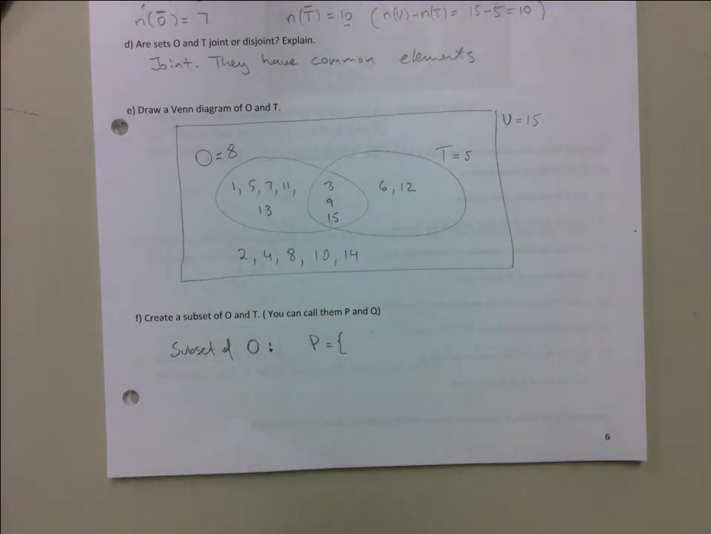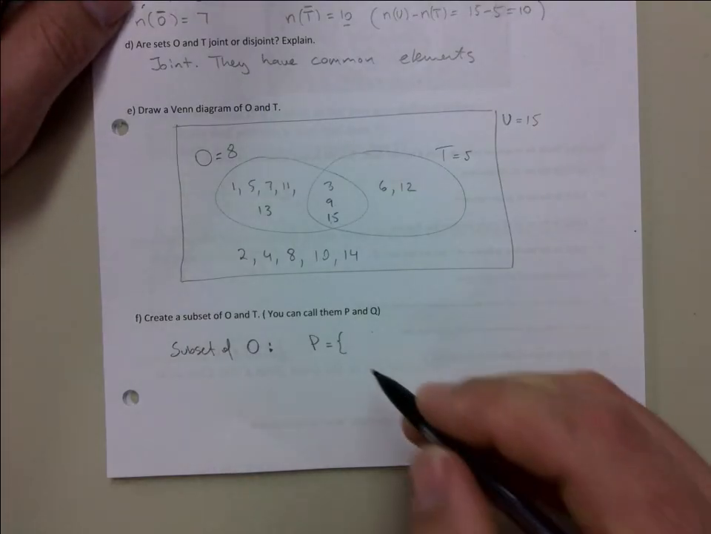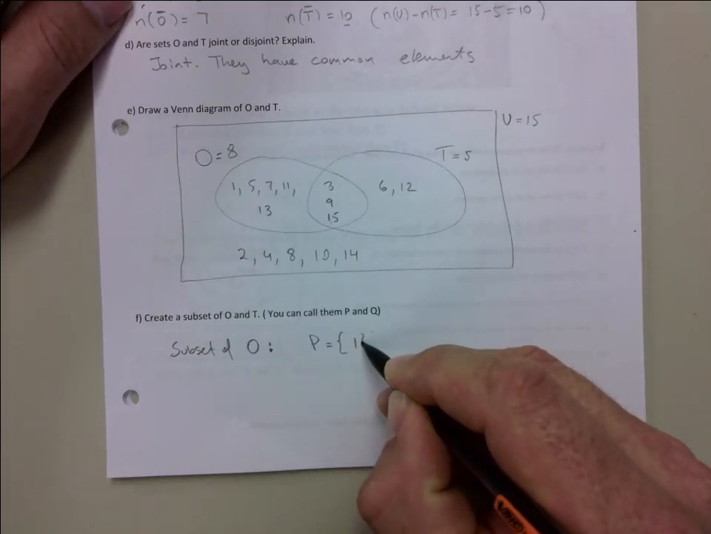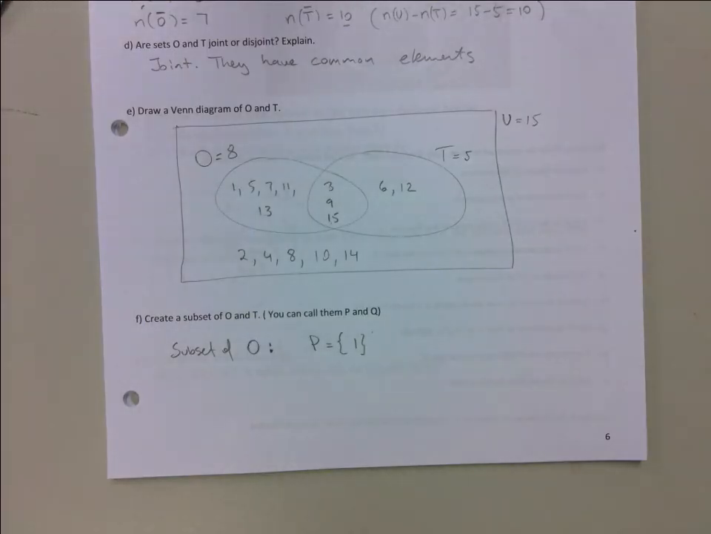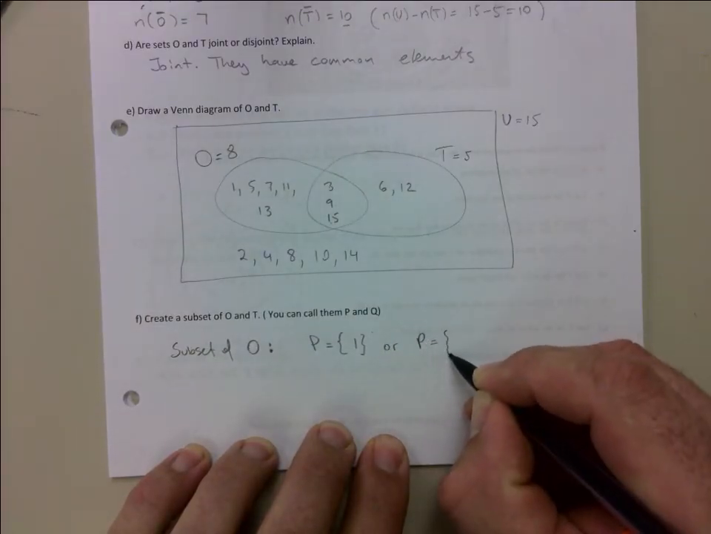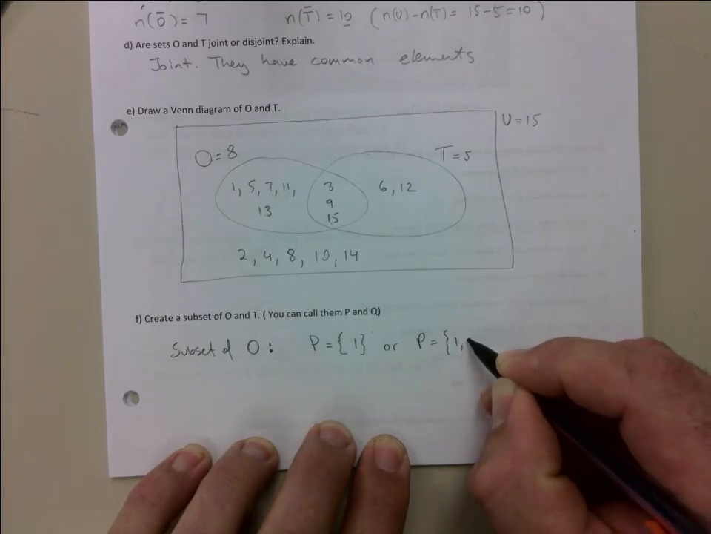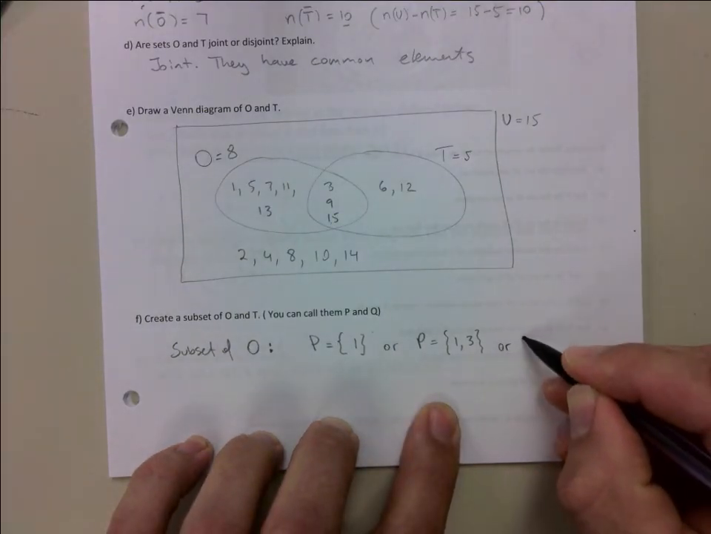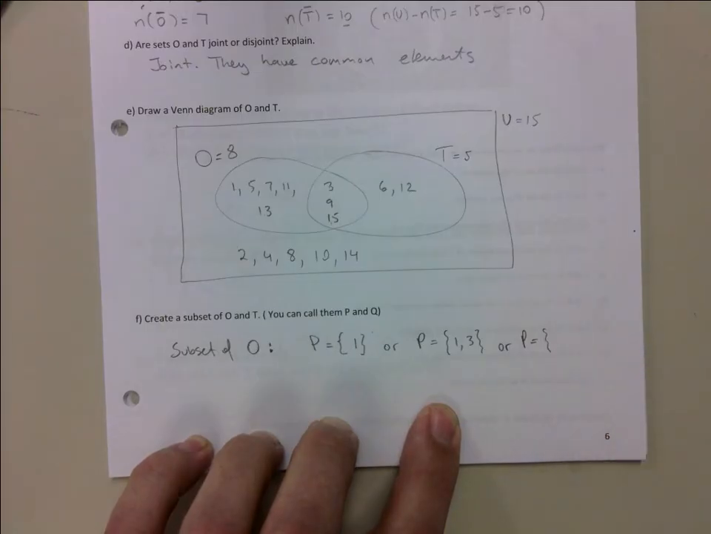So you've got your evens, right? No, sorry. Your odds. What am I saying? So it's 1, 3, 5, 7, 9. So how about this? Mr. Dirksen, is this a subset? Yeah, that's a subset. Or you could create P, 1, 3. Is that a subset? Yes.